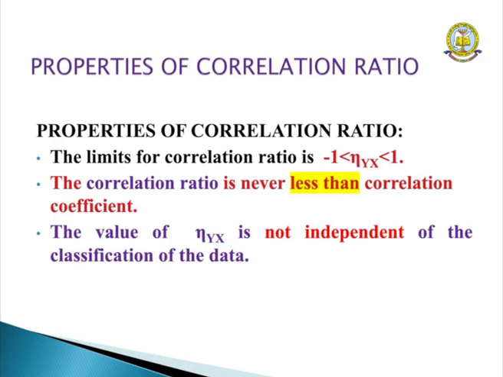Now, coming to the third property: the value of eta y on x is not independent of the classification of the data. So, it is not independent of the classification of the data. We need to find eta of y on x.